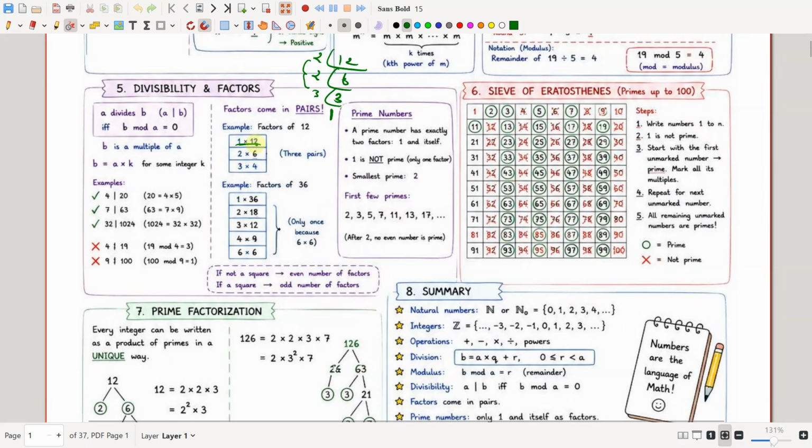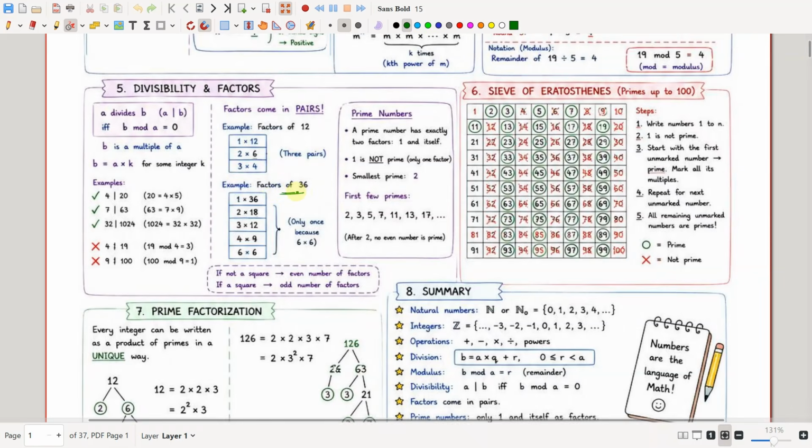And for the second step, I can write 2 into 6. And for the third step, I can fix this 3 and multiply these 2s to get 4 into 3, which is again 12. So always the factors come in pairs.